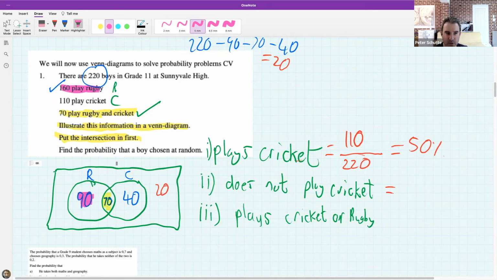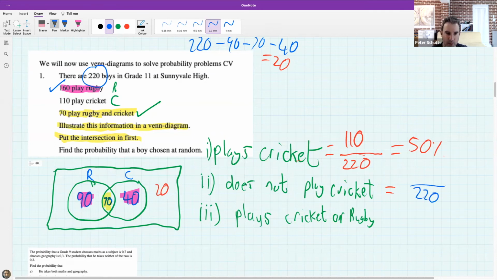And then we're doing the same with cricket in that we need 110 in total. We know some people play both. So how much do we need to add to 70 to get to 110? We need to add 40. So I'm basically trying to get up to those numbers there, the 110 and the 160. Now, with the probability bits, we say the total is 220. So that's why we're always having that.